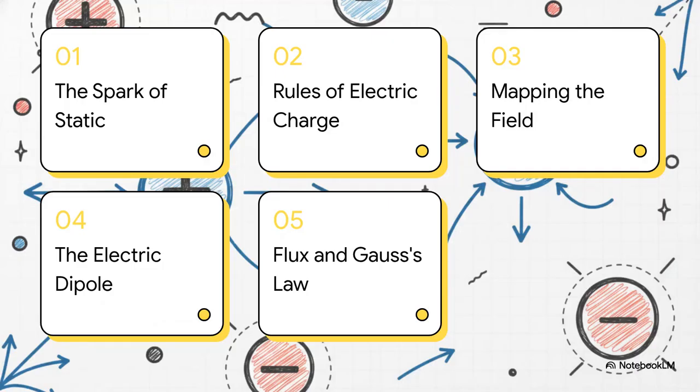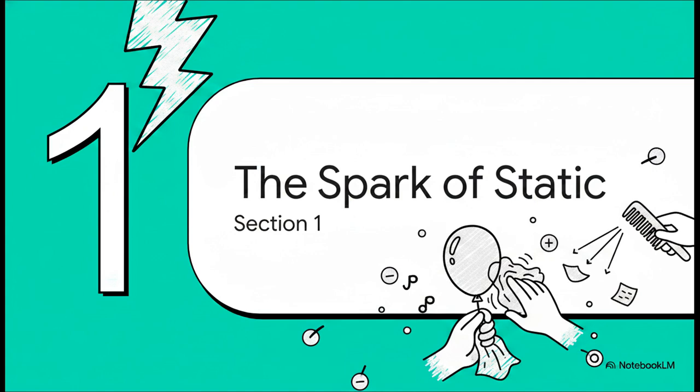We'll kick things off with the spark of static, then move into the rules of electric charge, mapping the electric field, the electric dipole, and finally, we'll wrap the whole shebang up with flux and Gauss's law. All right, let's jump right into Section 1, the spark of static.